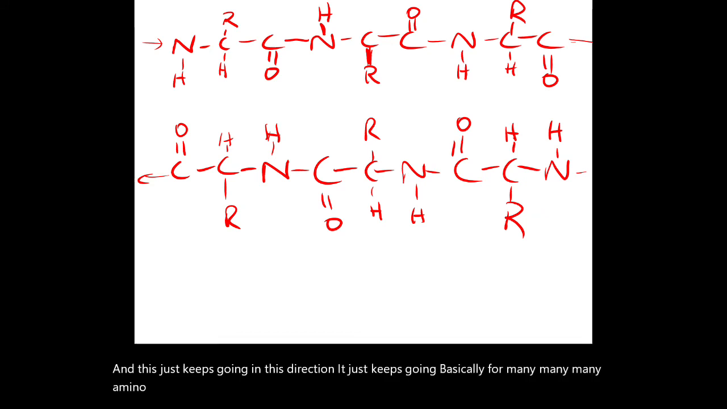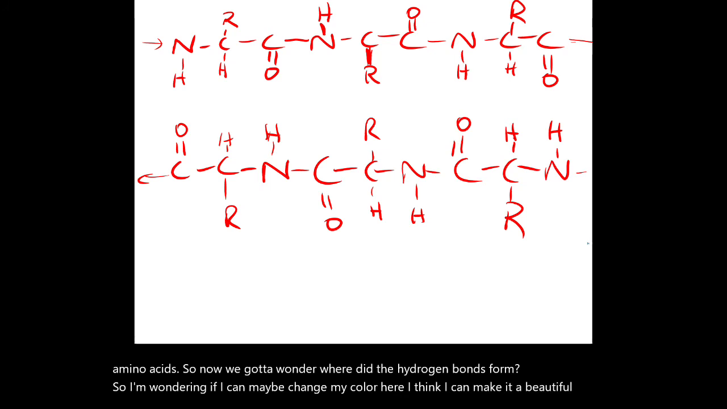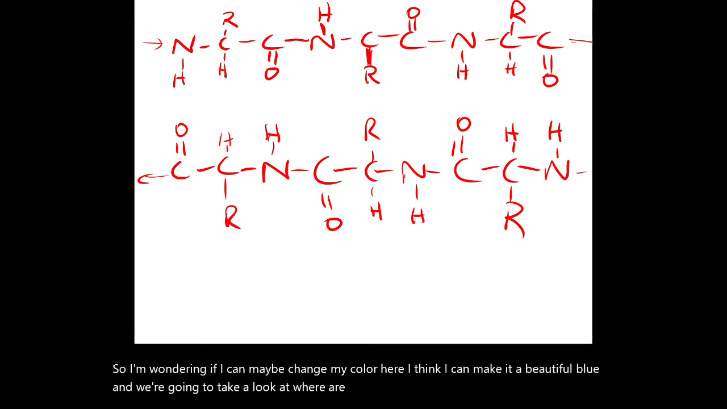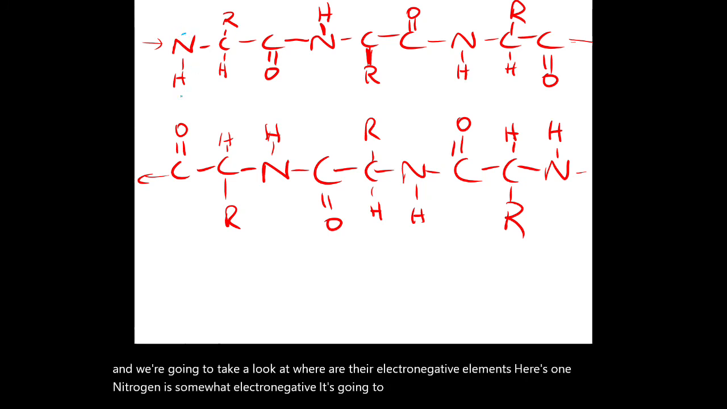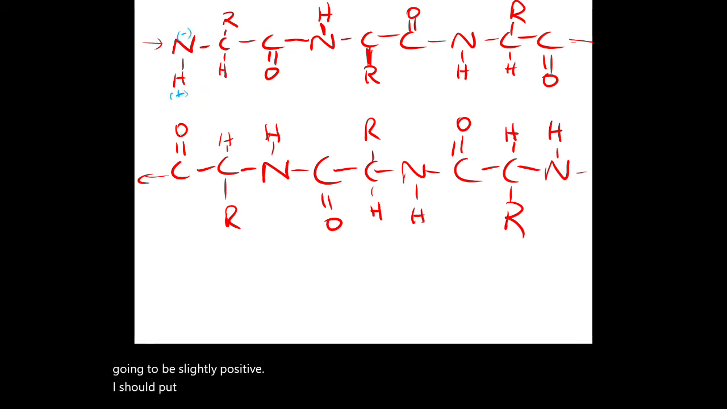So now we've got to wonder, where do the hydrogen bonds form? So I'm wondering if I can maybe change my color here. I think I can. Let's make it a beautiful blue. And we're going to take a look at where there are electronegative elements. Well, here's one. Nitrogen is somewhat electronegative. It's going to be slightly negative here. The hydrogen is going to be slightly positive. I should put parentheses around it because it's partial. The oxygen clearly is going to be quite a bit negative, but still partial.